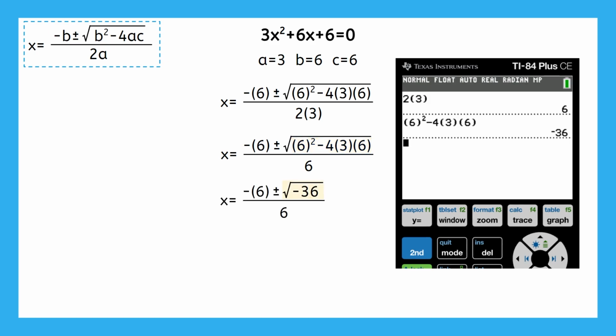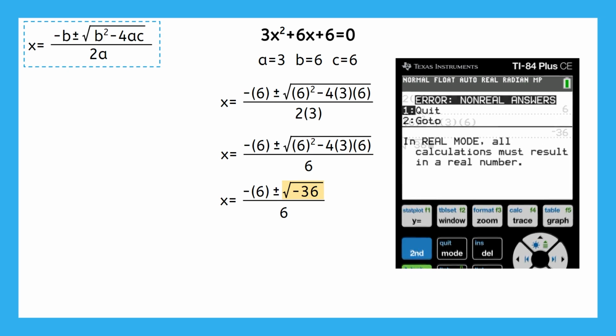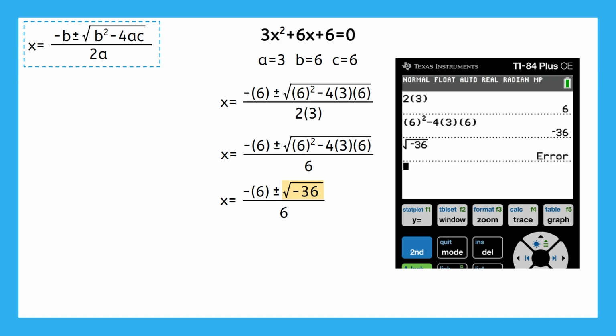Next is the square root. So the square root of negative 36 is... there it is, the error message. So it's something about this square root that's causing the issue. Any idea what the problem is? What do we already know about square roots?